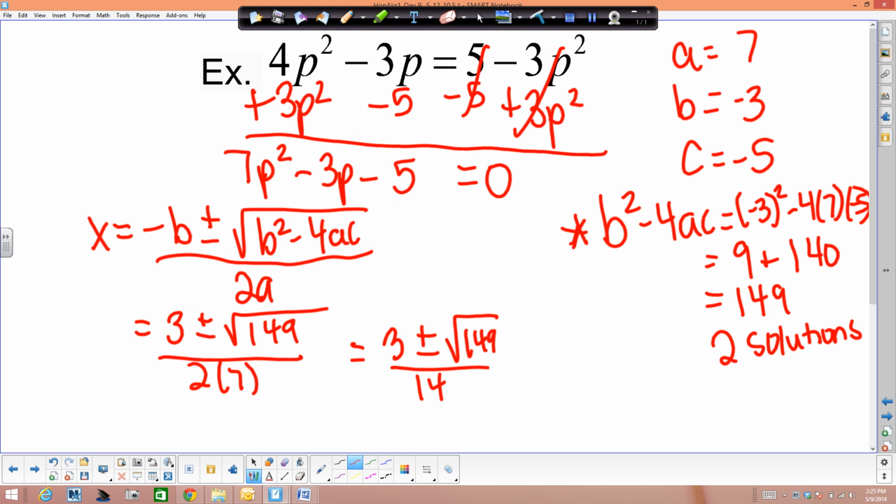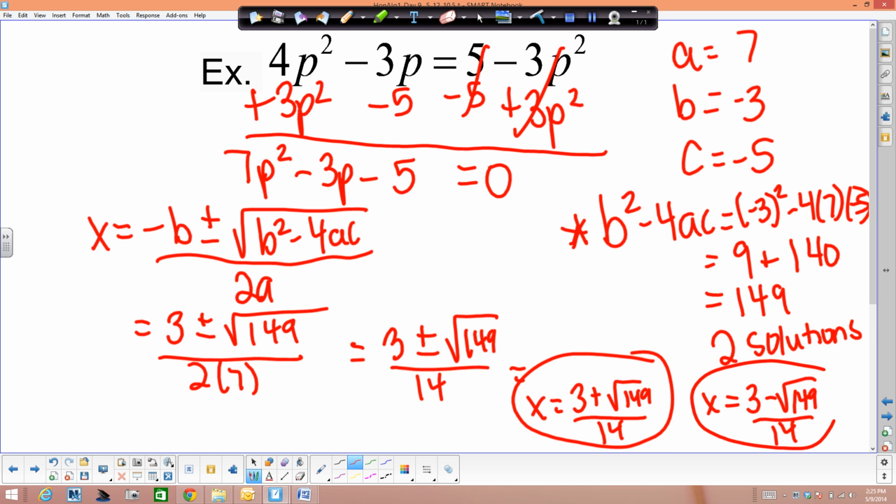And so to figure this out, we would have our 2 answers. We would have either x equals 3 plus the square root of 149 over 14, or x equals 3 minus the square root of 149 over 14. And so in the book, a lot of times it says to get the answer and round to the nearest hundredth. So what you would do is type each of these into the calculator separately, and you would find what the decimal approximation is. So for this first one, you should get that it's approximately 1.09. So you can try that in your calculator to check.